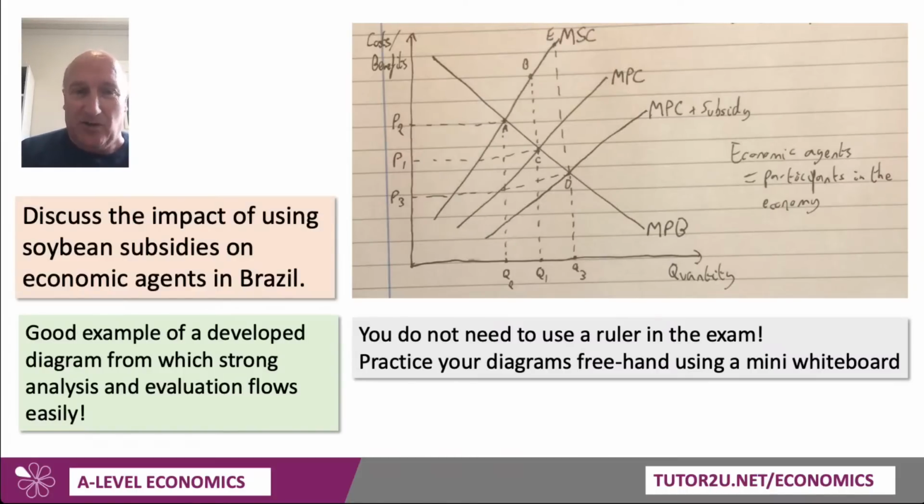Really good example of a developed diagram here, which shows the negative externalities from production. It shows a deadweight loss of ABC. It then shows the marginal private costs falling because of a subsidy, which increases the deadweight loss to AED. It's really good. That is a high quality diagram. You won't see much better than that at A level this year.